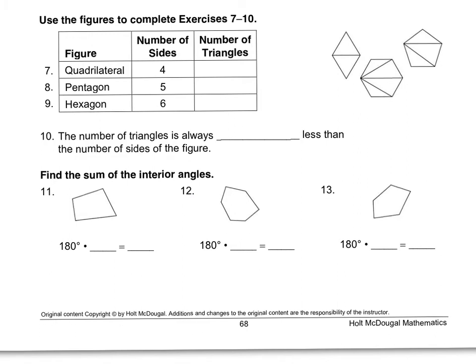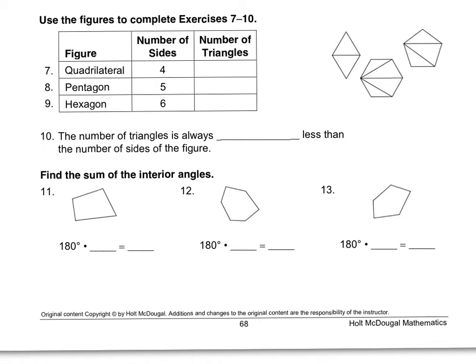Okay, since we know that triangles have 180 degrees inside of them, all 3 of those angles add up to 180, we can use that knowledge to figure out the sum of interior angles of any polygon, any shape. And what I mean by sum of interior angles is, like if I look at this quadrilateral down here on number 11, if I took this angle plus this angle, plus this angle, plus this angle, I'm going to figure out how many degrees are inside of it. And I can do that by breaking it up into triangles.